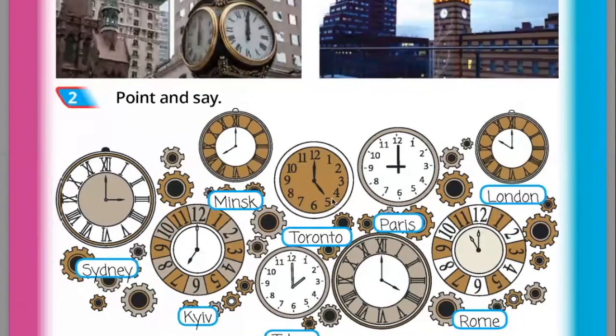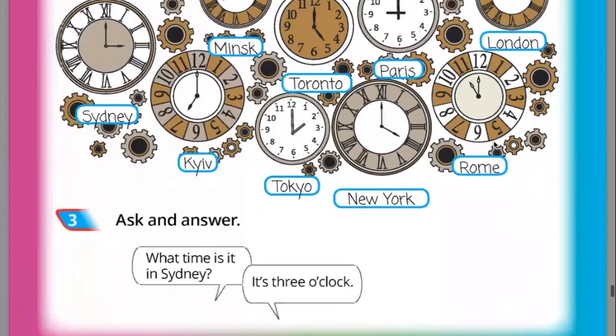It's 5 o'clock. What time is it in Paris? It's 9 o'clock. What time is it in New York? It's 4 o'clock. What time is it in Rome? It's 11 o'clock. And at last one, what time is it in London? It's 10 o'clock.